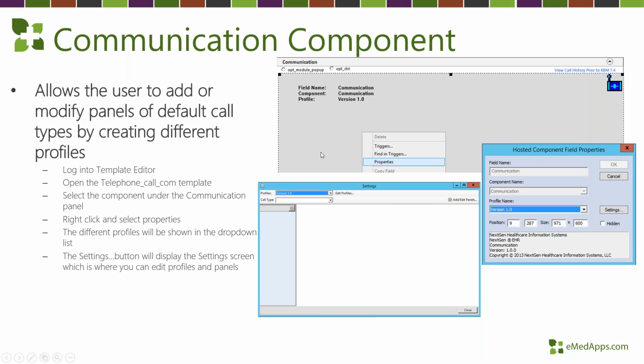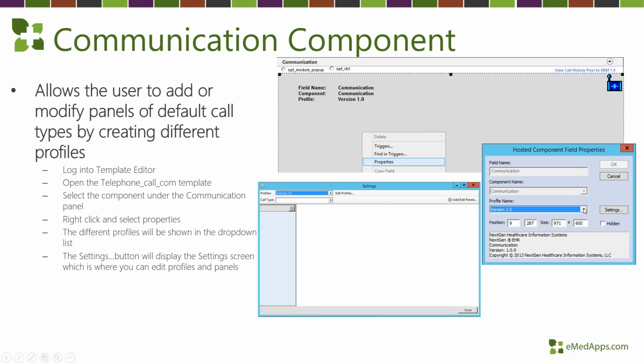And then from here, you're going to see it's in the communication panel. So in the communication panel, you're going to see this big gray component. So what you do is just click anywhere in there, right click and choose properties. Once you choose properties, it's going to bring up that component field. And then this is where you'll be able to see the different profiles that you have.